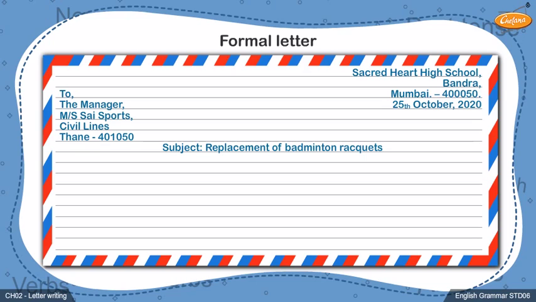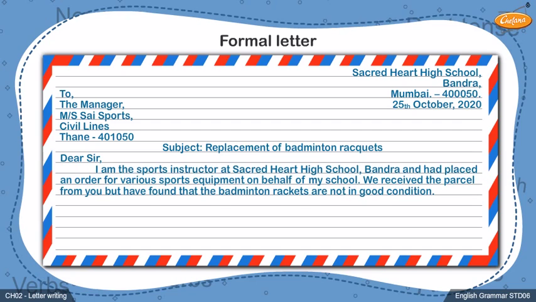Firstly, you must introduce yourself in the first paragraph. You must write the main purpose of writing the letter, which is complaining against the badminton rackets that are not in good condition. 5. Salutation: Dear Sir. 6. The body: I am the sports instructor at Sacred Heart High School, Bandra, and had placed an order for various sports equipment on behalf of my school. We received the parcel from you but have found that the badminton rackets are not in good condition.